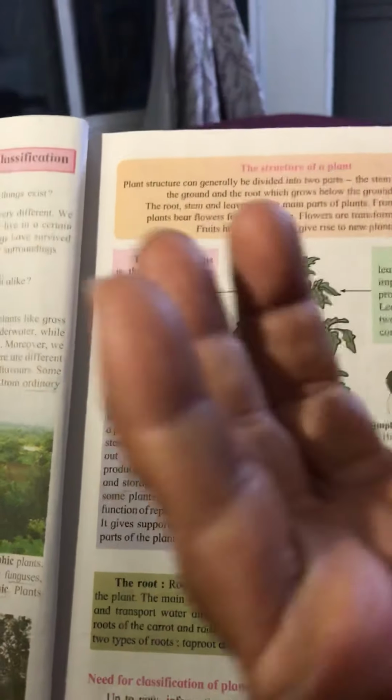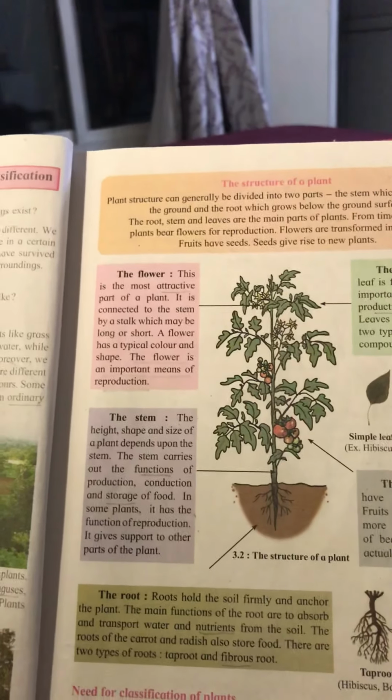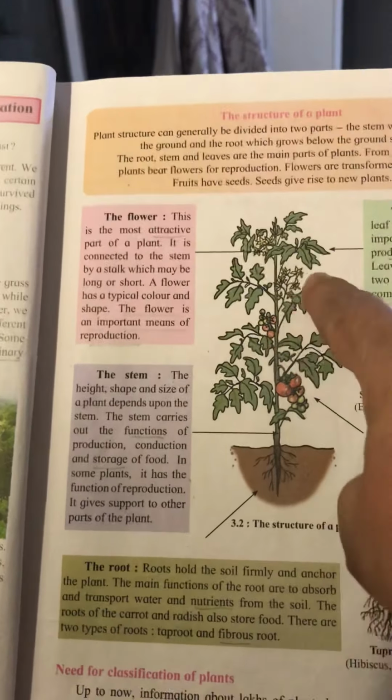Now let us study the flower. The flower is the most attractive part of the plant. It is connected to the stem by a stalk which may be long or short. The flower has a typical color and shape. The flower is an important means of reproduction.